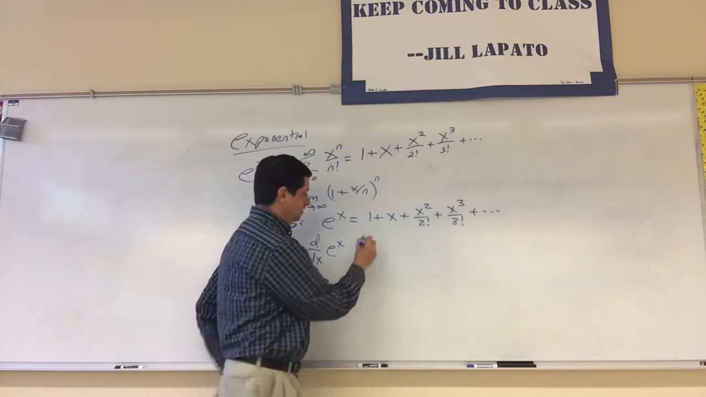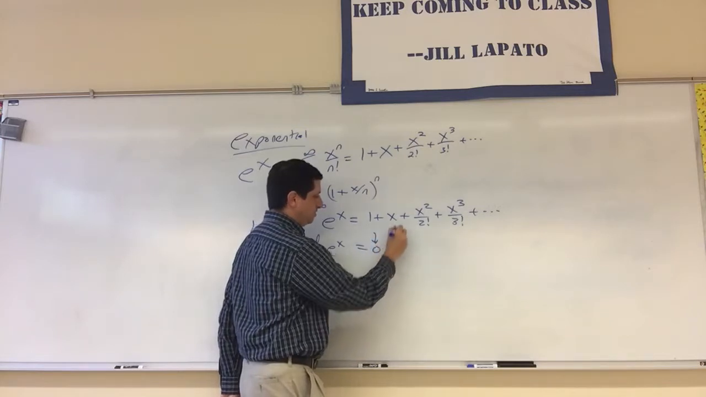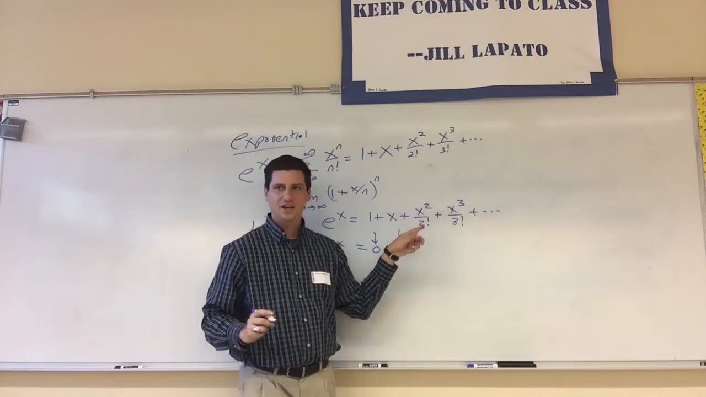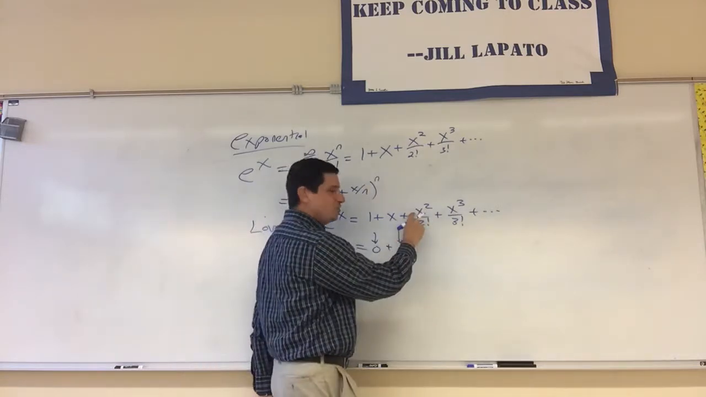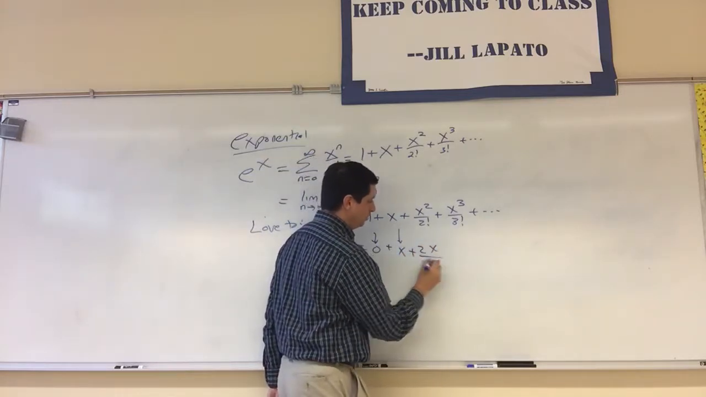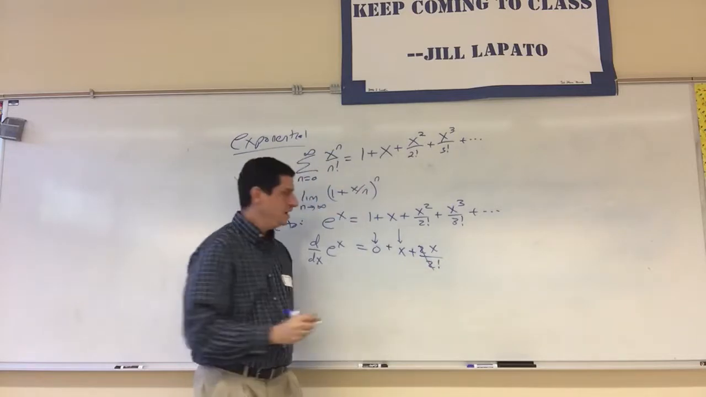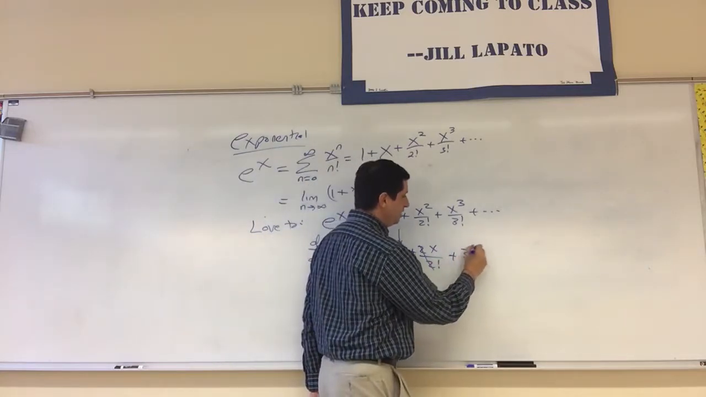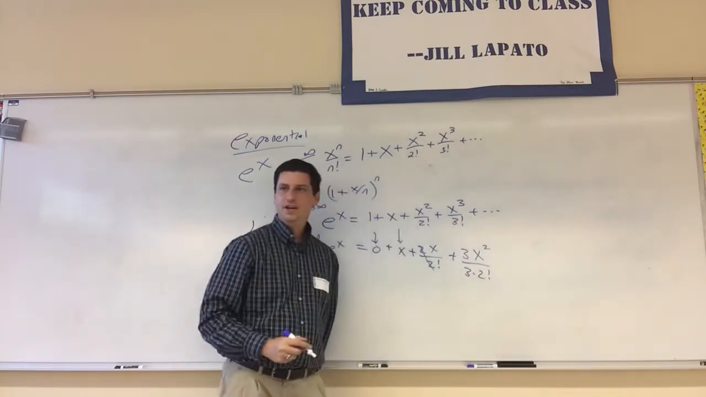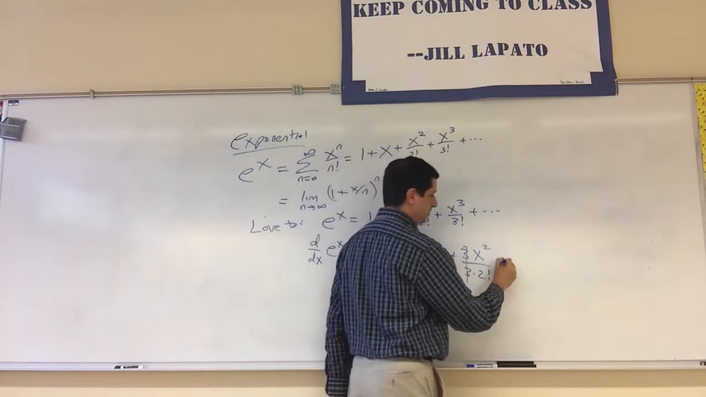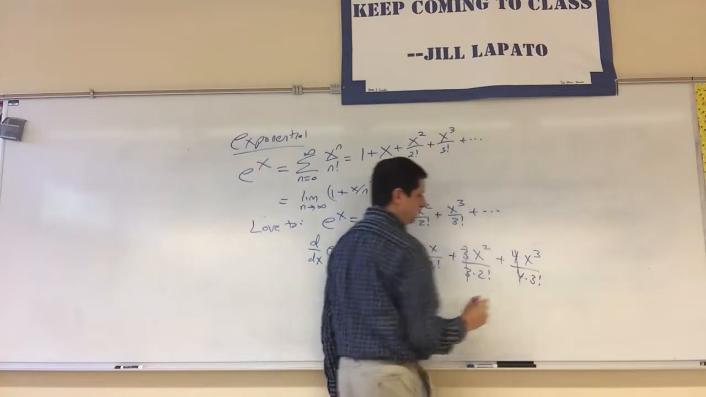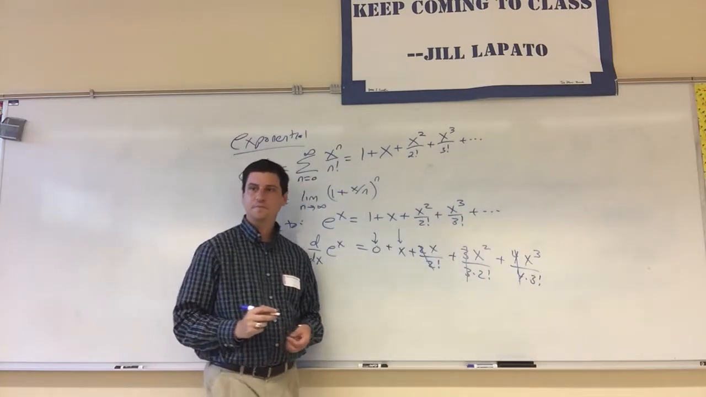What's the derivative of 1? What's the derivative of x? What's the derivative of x squared over 2 factorial? X. What happens is the 2 comes down, you get 2x over 2 factorial, and the 2's cancel. The next term will have 3x squared, and I'm going to write 3 factorial as 3 times 2 factorial. And you'll see the 3's cancel. I'll just do one more term. Plus 4x cubed over 4 times 3 factorial. And you see, we just get back e to the x.